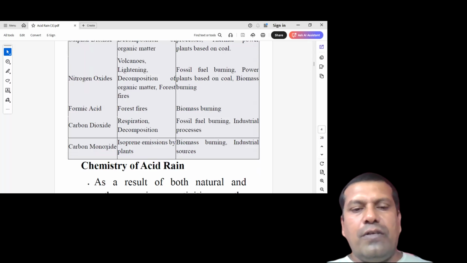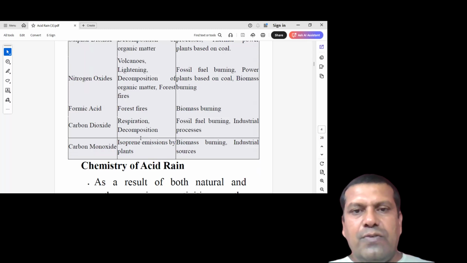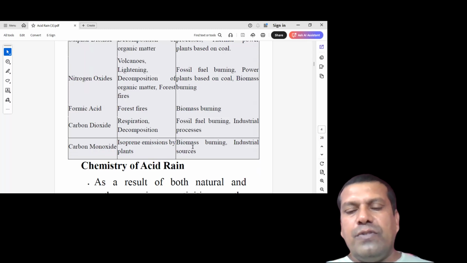Coming to carbon monoxide, finally, isoprene emissions by plants. Isoprene is a compound which is emitted by the plants. So that leads to the natural sources for the emission of carbon monoxide, which is very harmful to human health. Similarly, human-made sources are biomass burning and industrial sources.